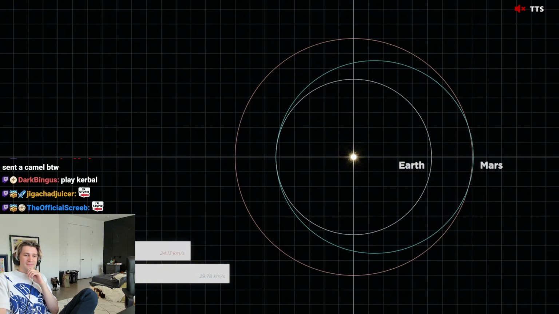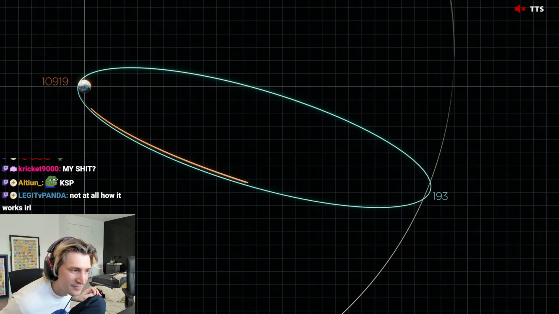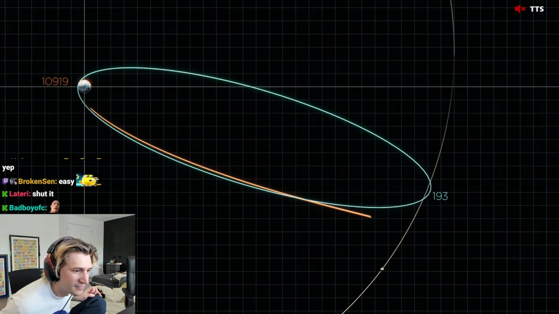If we add back in the moon's gravity, we can see how it sort of pulls the ship into more of a straight line and kind of sucks it into orbit. That's why it looks like a straight line.